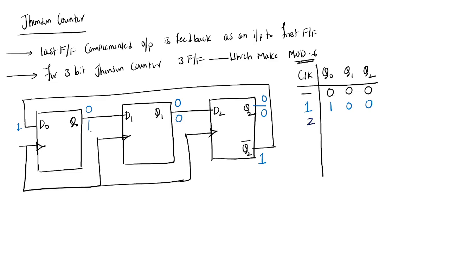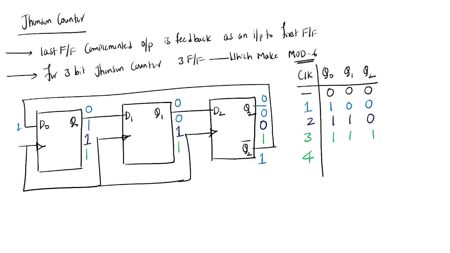Again, this 1 will come, no? Again, the Q0 1 will remain. This will be shifted. So that means this 1 will come here and this is 0. So 1, 1, 0. At the third clock pulse, what happens? So that means here 1 will come. This 1 will be shifted and this 1 will be shifted. So that is 1, 1, 1.